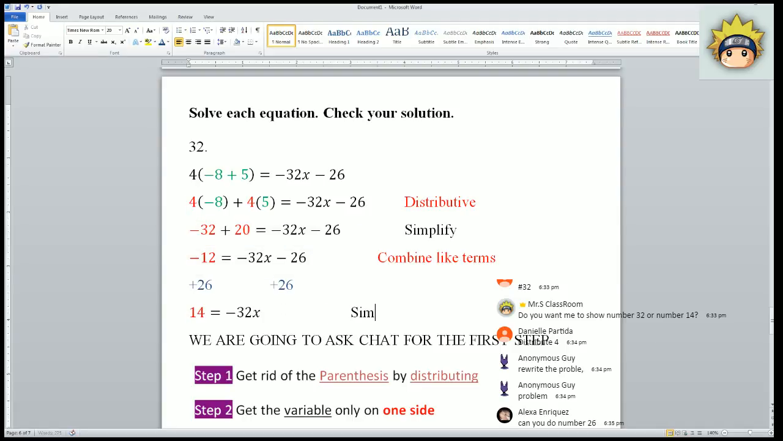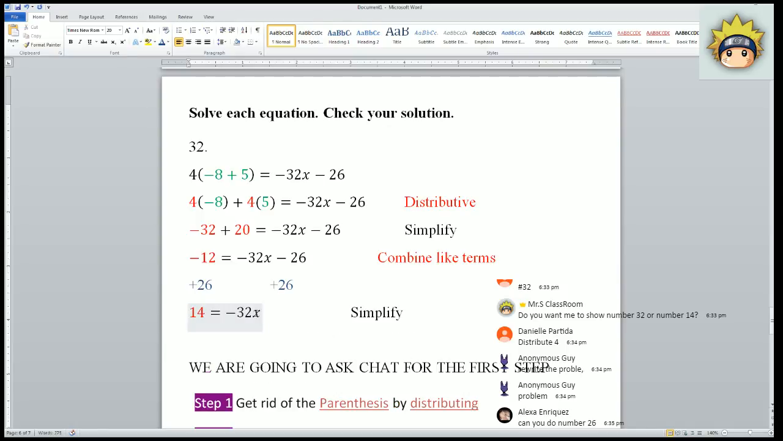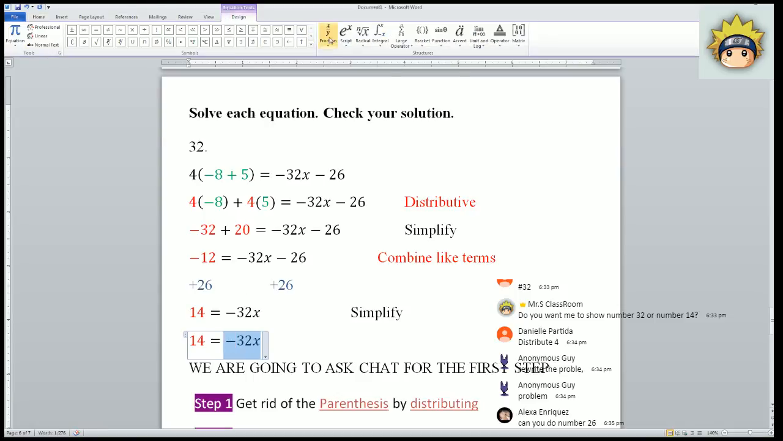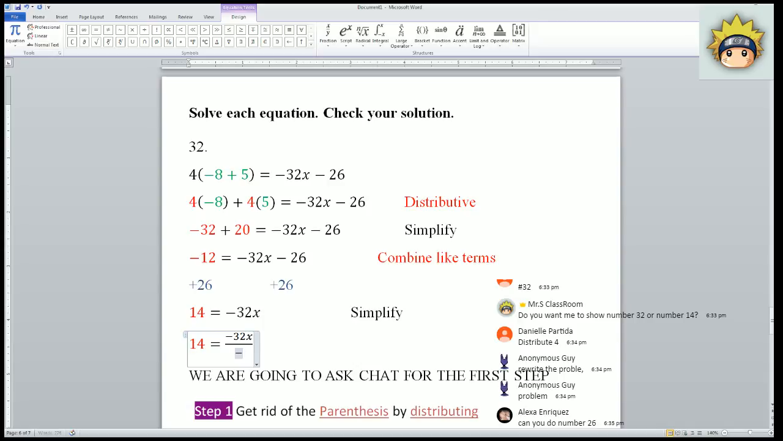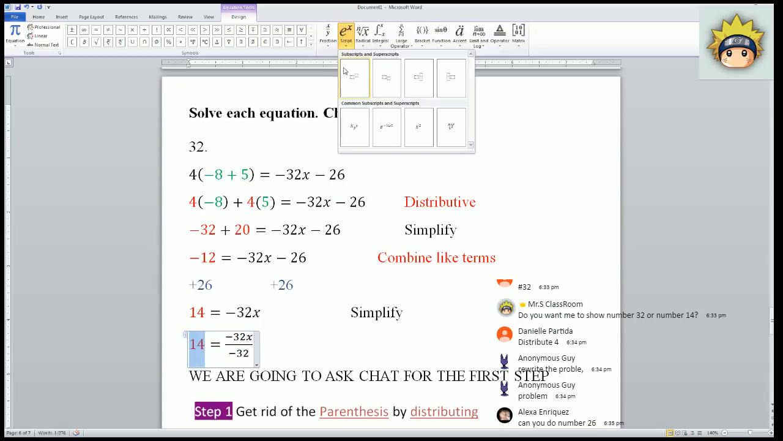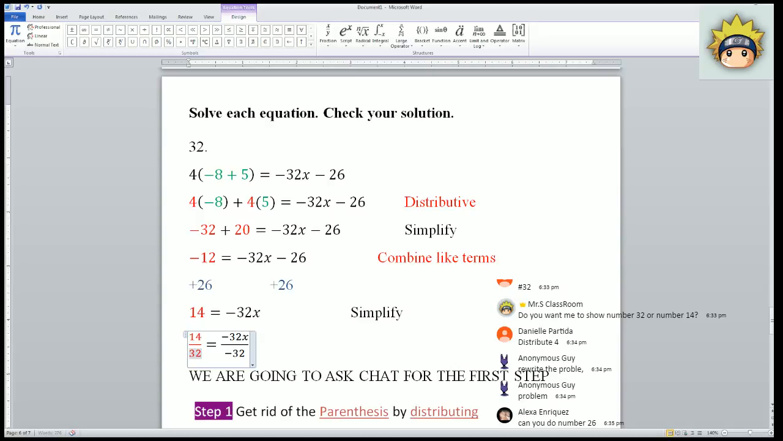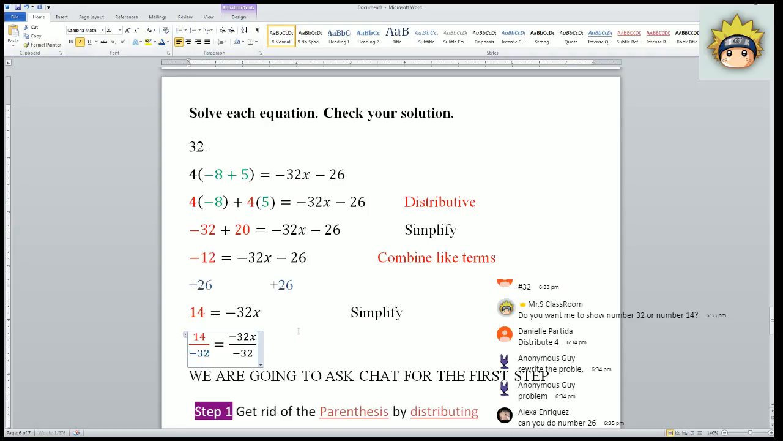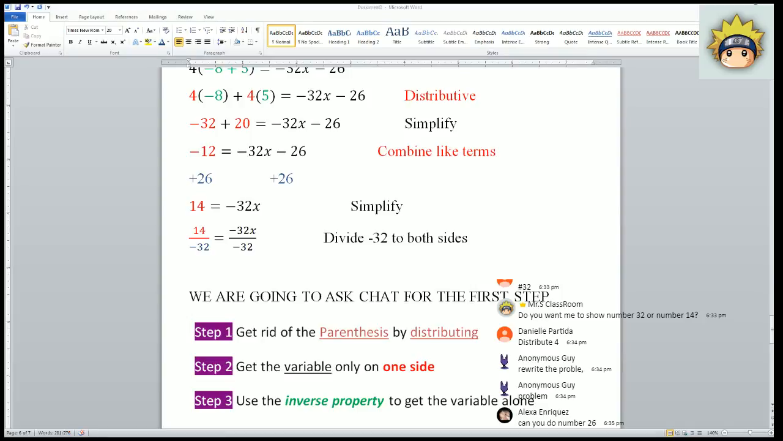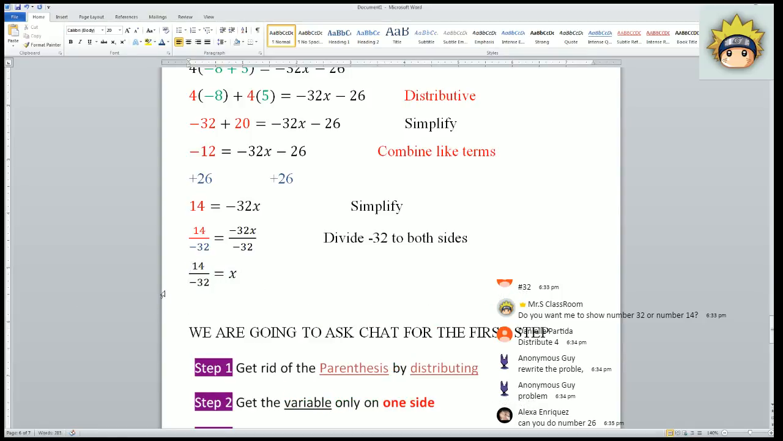Alright, this is after some more simplifying. Then after that, I should divide by negative 32. The reason I divide by negative 32 is I'm trying to get the variable alone, so I do the inverse operation. Divide negative 32 to both sides. After that, you should have gotten an answer of x equals 14 divided by negative 32. Okay, that is your final solution.